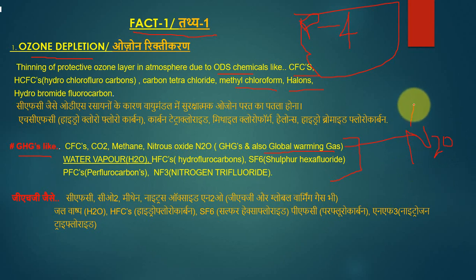N2O is the only chemical which is known as a greenhouse gas, and it is also a global warming gas. Yes, friend, this is the only chemical that is both a greenhouse gas and a global warming gas. This is a fact for you, friend.